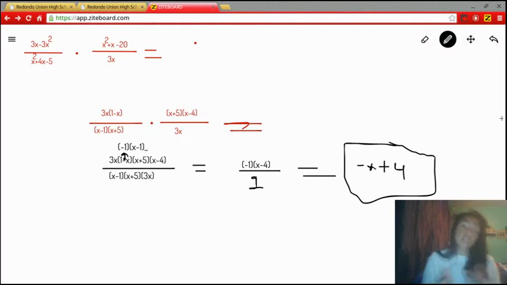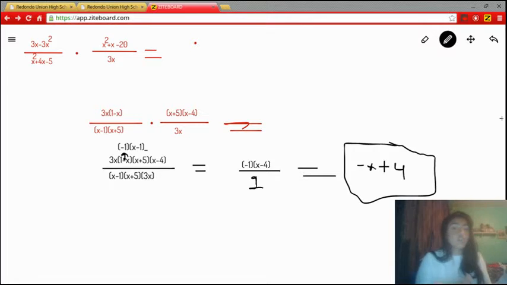All right, so we're still multiplying, but the difference is that we have more complex equations, where you see we have 3x minus 3x squared, and on the other, we have the numerator being x squared plus x minus 20. So in order for us to get situated, we must first simplify each expression to its simplest form. Now, what does that mean?